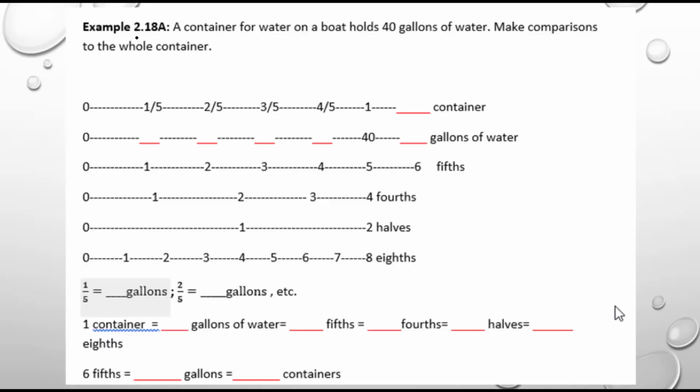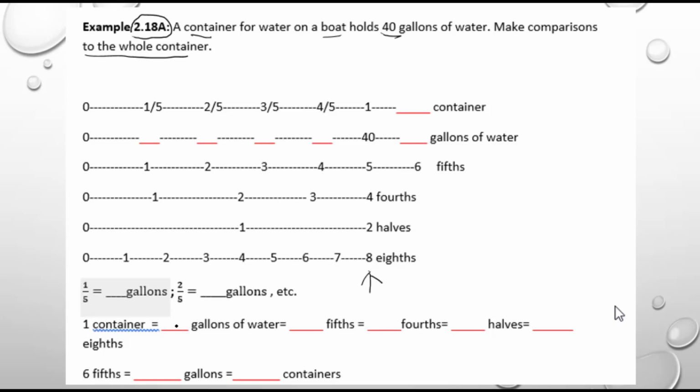Okay, so I left 2.18 for you to look at, and we're going to do 2.18a, which is part of your homework. So a container of water. That means one container of water holds 40 gallons on a boat. Make comparisons to the whole container. So here we have the whole container broken into fifths. Here we're going to find the gallons of water. And here we have fifths, fourths, halves, and eighths. Now notice these all line up vertically.